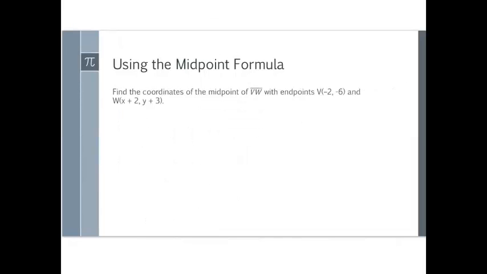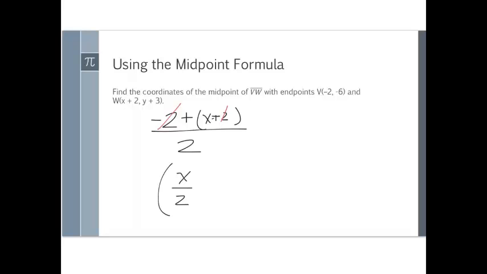Another example that involves a little more algebra: the coordinates of the midpoint of VW with endpoints (-2, -6) and (x + 2, y + 3). So again, no different. We're going to take the average x value, -2 plus x plus 2, our second x value, divided by 2. Well, notice this -2 and this 2 are just going to cancel out. So our average x value is going to be x over 2, or half x.